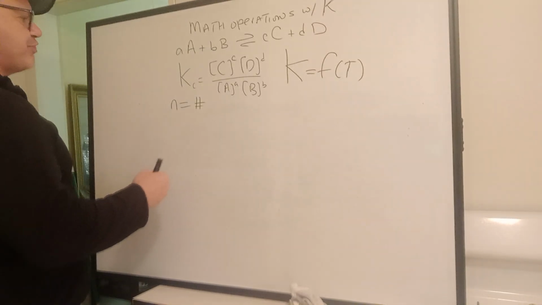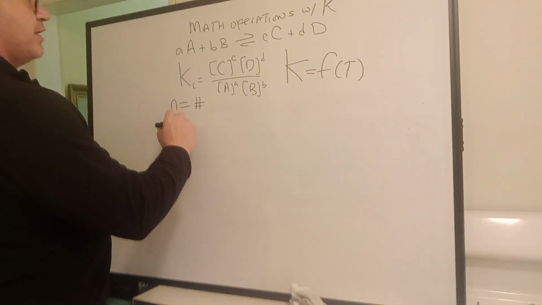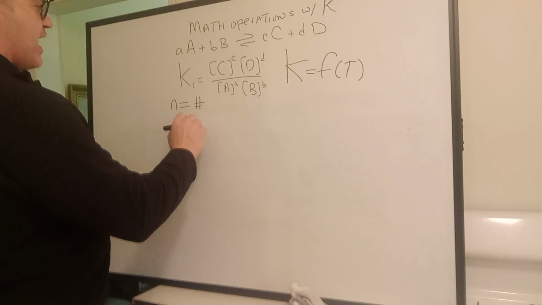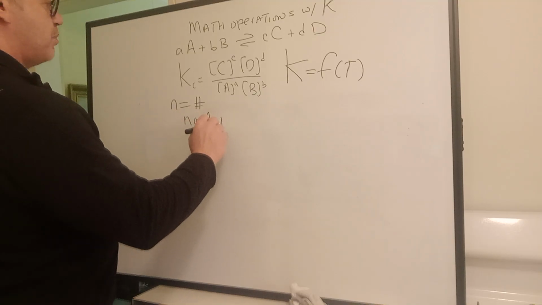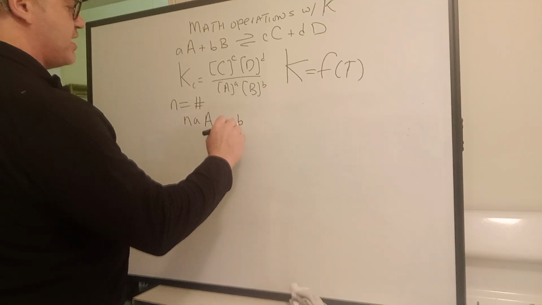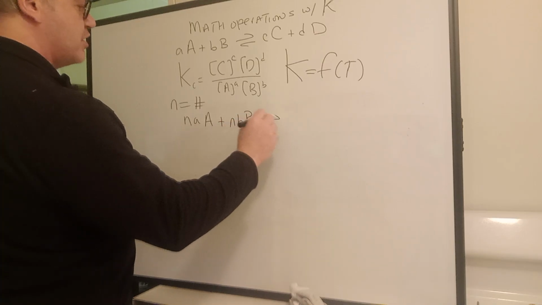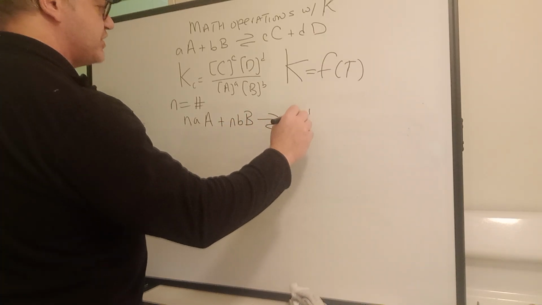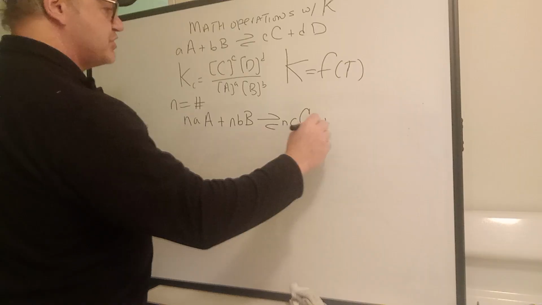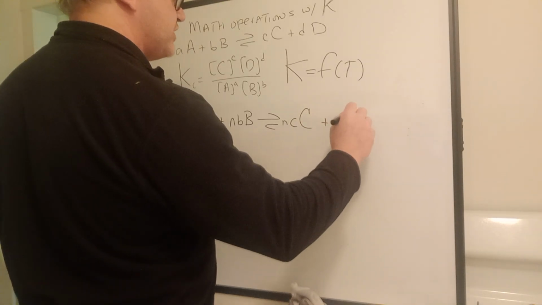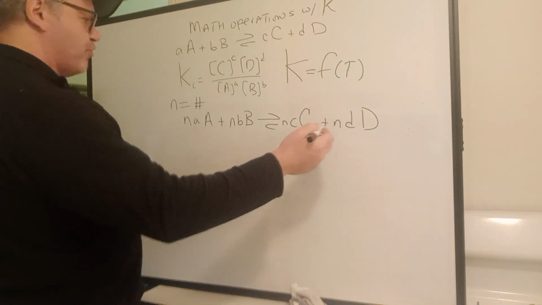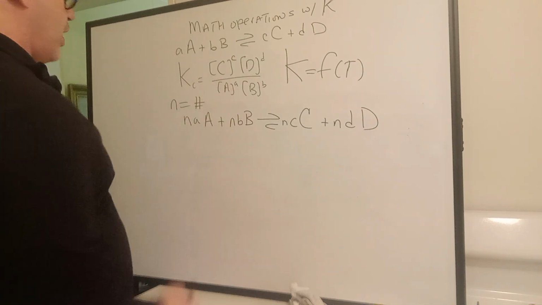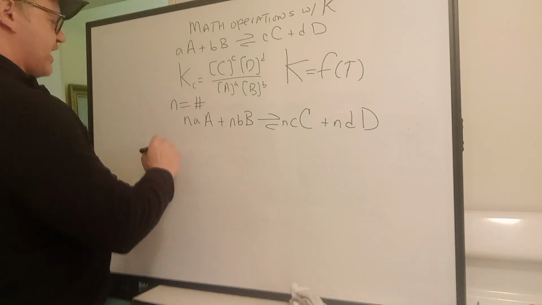So we'll multiply through by a factor of n. So we have n_a A plus n_b B going to n lowercase c C plus n times the lowercase d D. Same form, products and reactants as the original one. So when we write, I'll just call it again Kc prime.